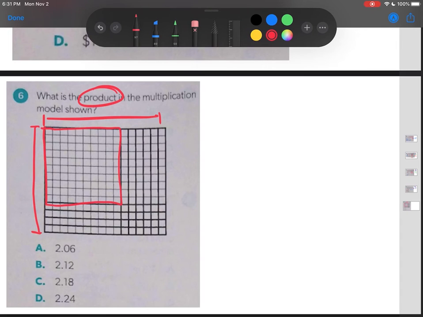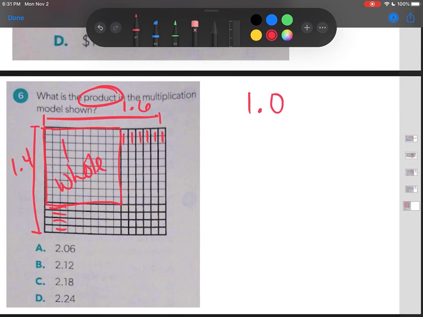All right, so at the top, remember, I've got 1 whole grid, right? Well, that is 1. And then I've got 1, 2, 3, 4, 5, 6 tenths. So that'd be 1 6/10. Then on the other side, we still have 1 whole, but we've got 1, 2, 3, 4 tenths. So that would be 1 4 tenths.